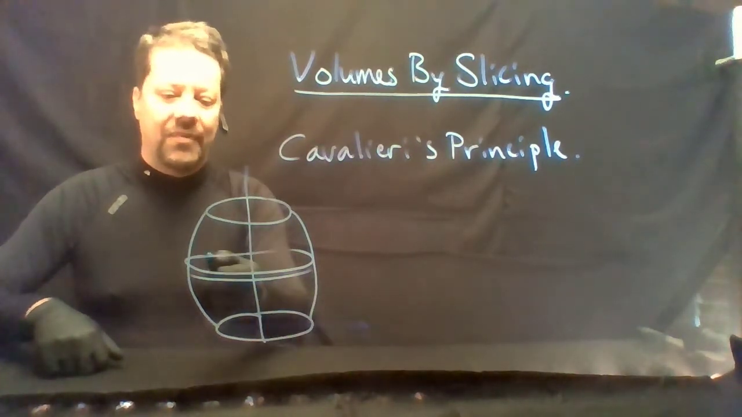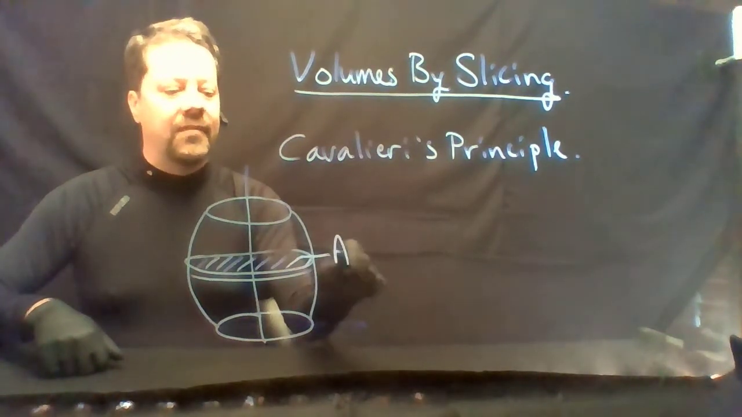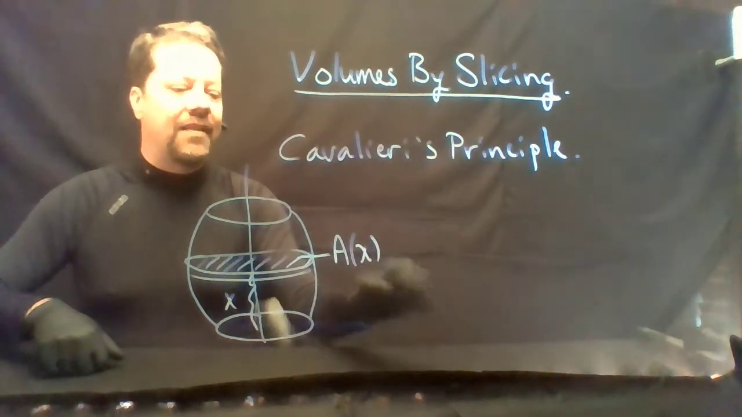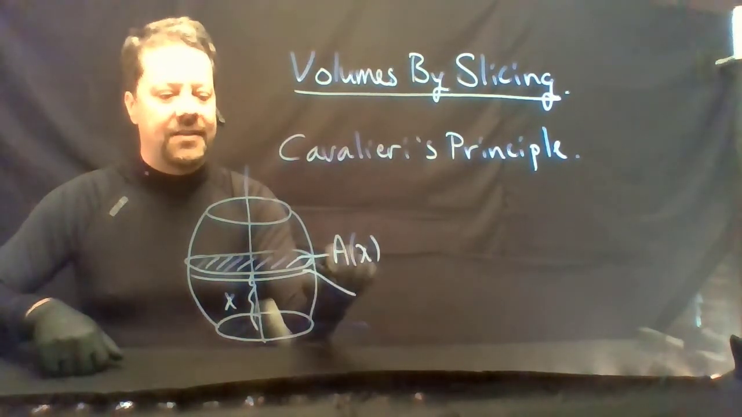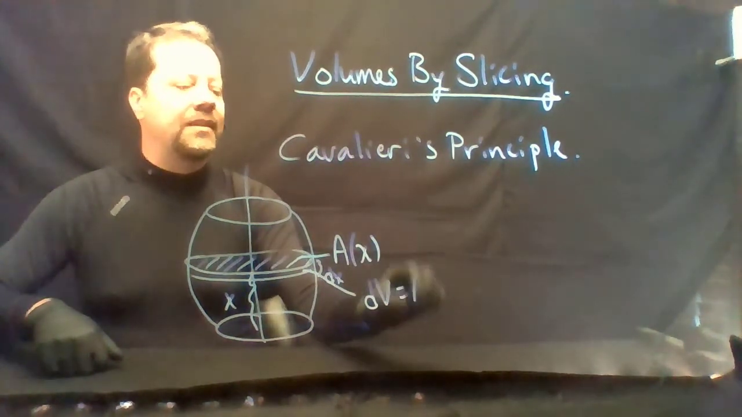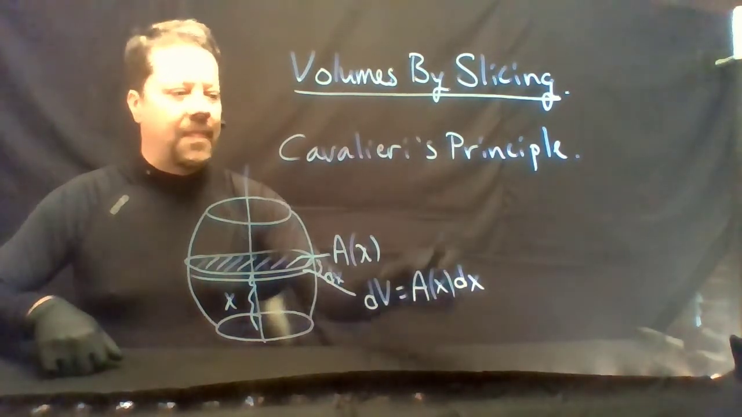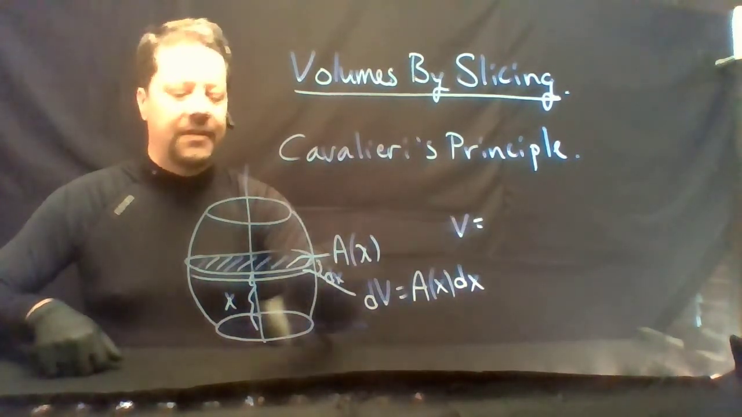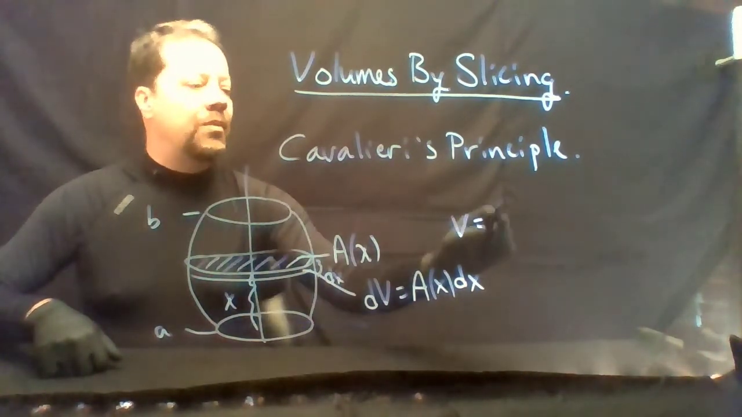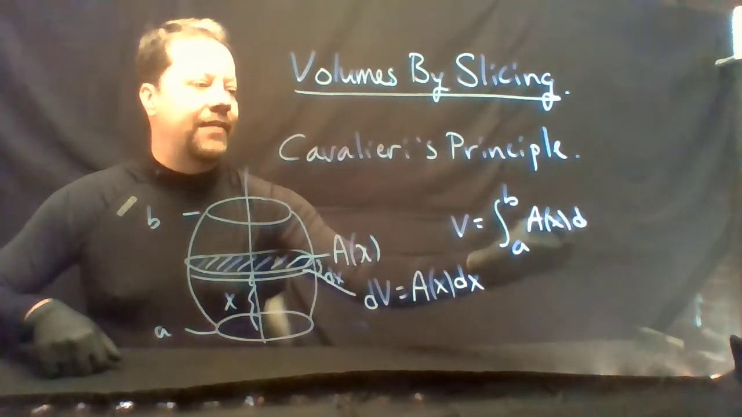More generally, if we take the area at some slice at height x, then the volume of a thin slice of thickness dx, the little element of volume, is the area times the thickness. It follows then that the volume, if we start at a and end at b on the x values, will be the integral from a to b of A of x dx.